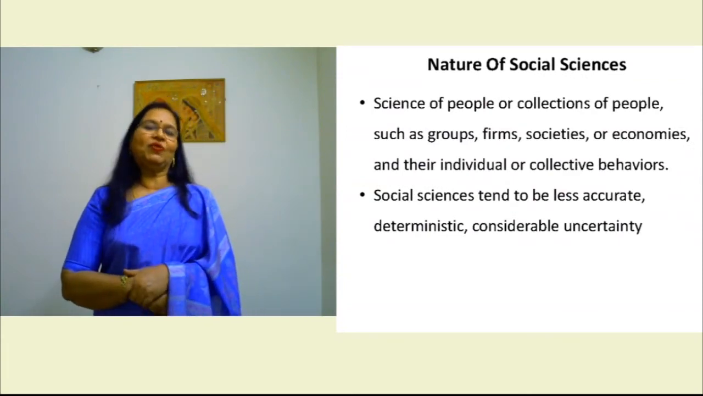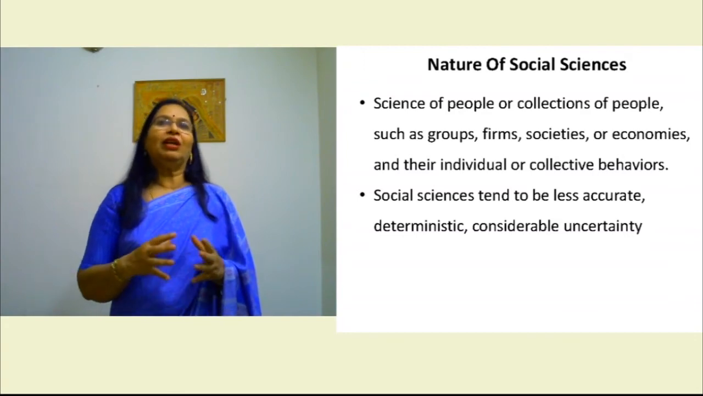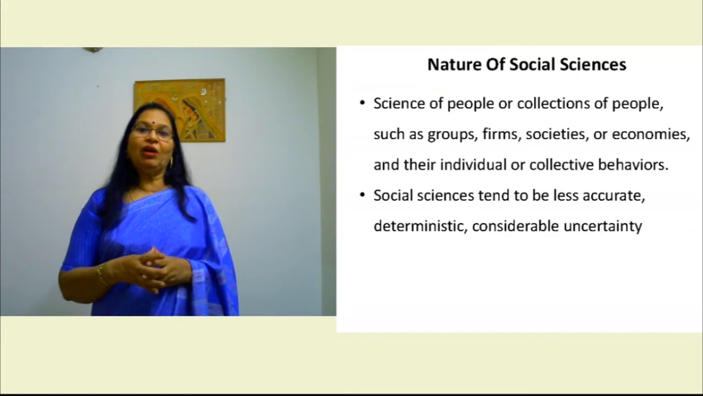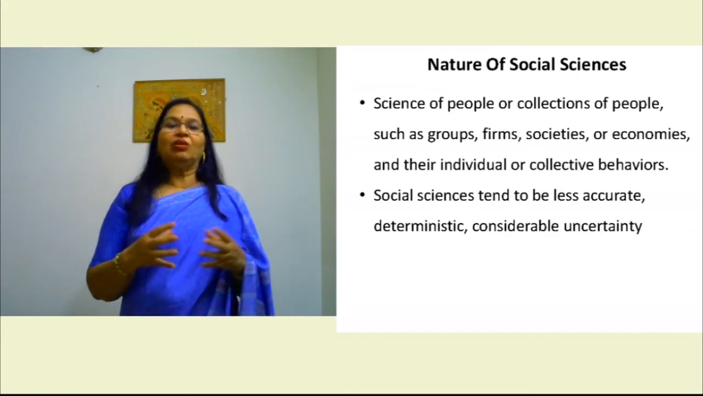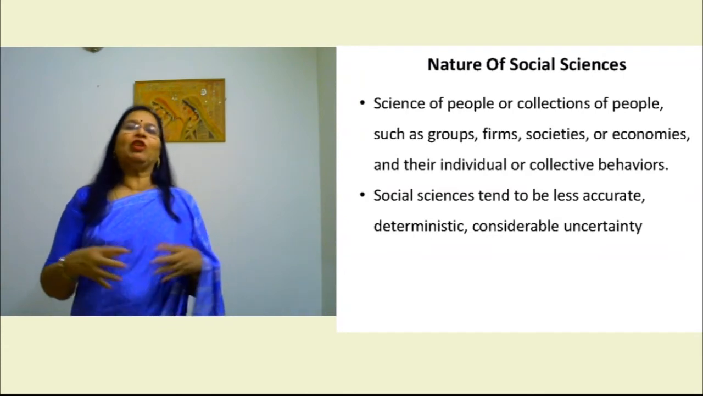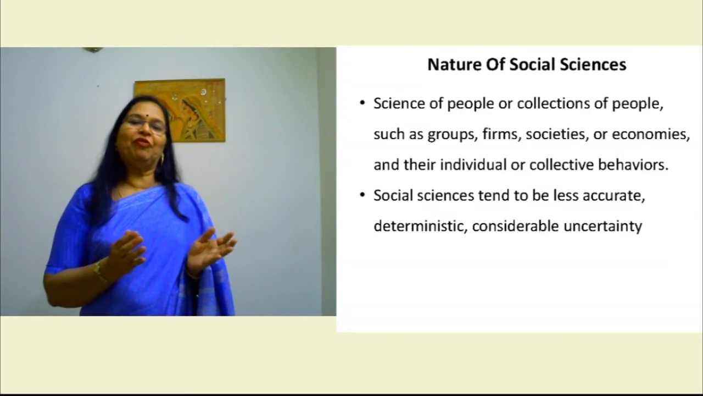Now, what is the nature of social science? Social science is a study of collections of people, such as groups, firms, societies, and economies, of individuals and collective behavior. There's a lot to study in social science because human beings can be studied from different perspectives.